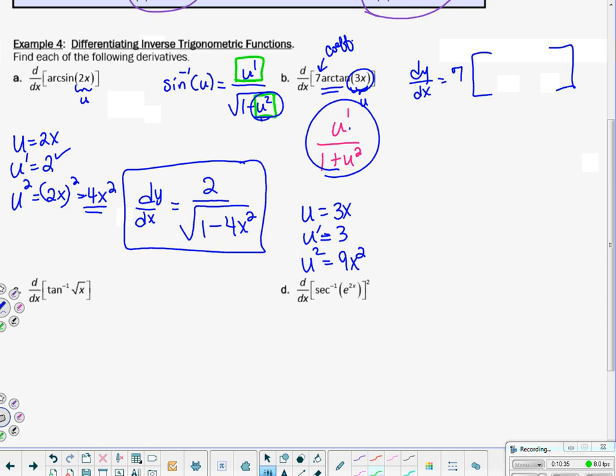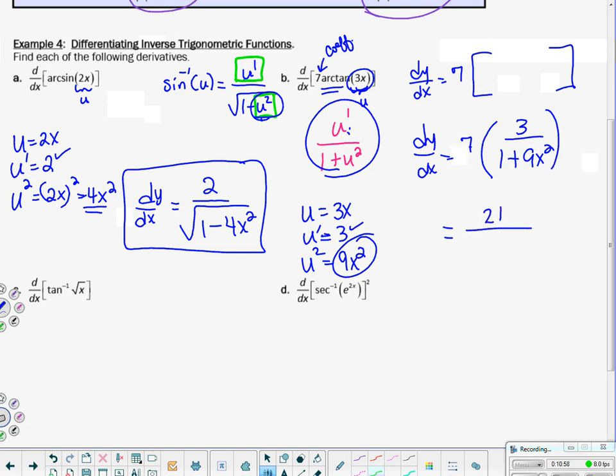Take and plug it into this. So I get dy dx equals 7 times u prime, that's a 3, over 1 plus u squared. My u squared is 9x squared. Almost done, because this is so easy to simplify. It would be counted incorrect, or you would get points off if you didn't finish that problem by simplifying. Okay? 21 over 1 plus 9x squared.